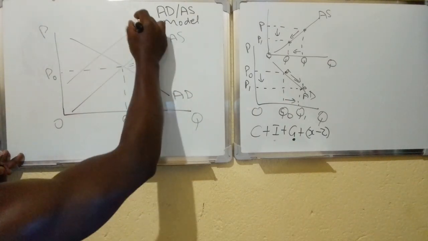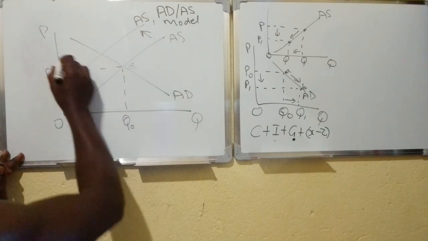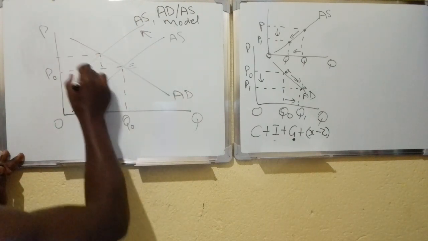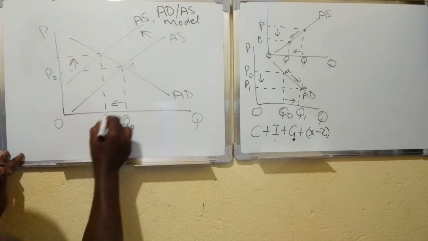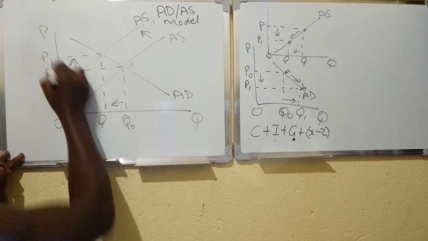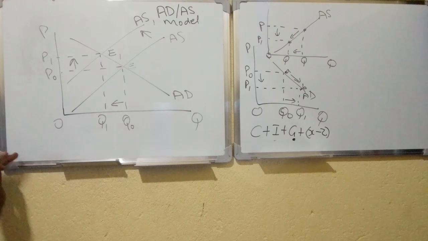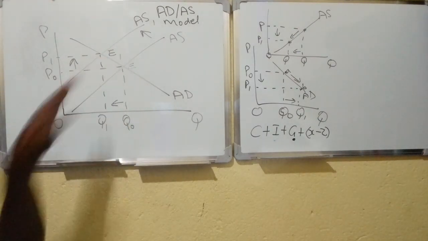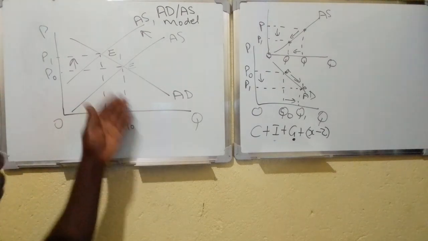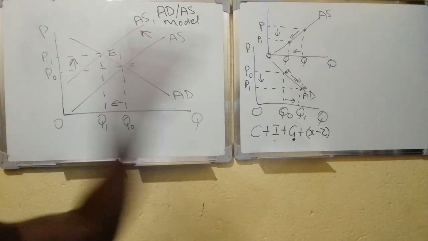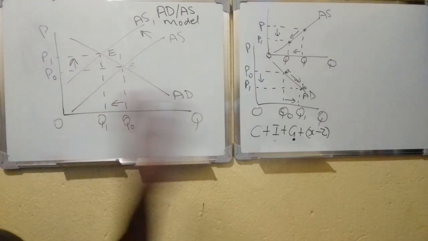Aggregate supply will drop to AS1, causing prices to go up and quantities to go down: P1, Q1, and E1. If this is an adverse supply shock, it's a shock. A positive supply shock can also happen, pushing the aggregate supply curve to the right.